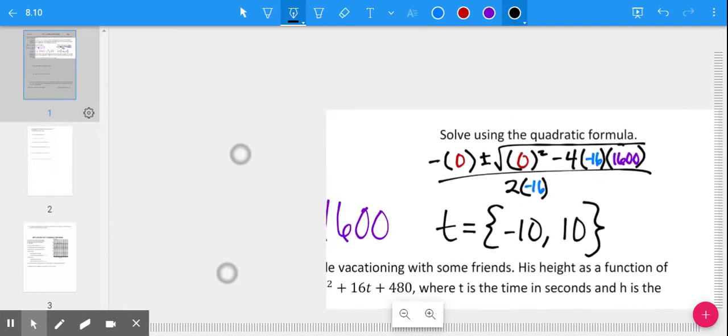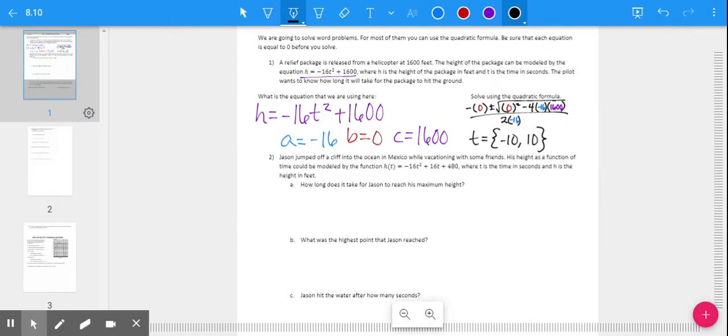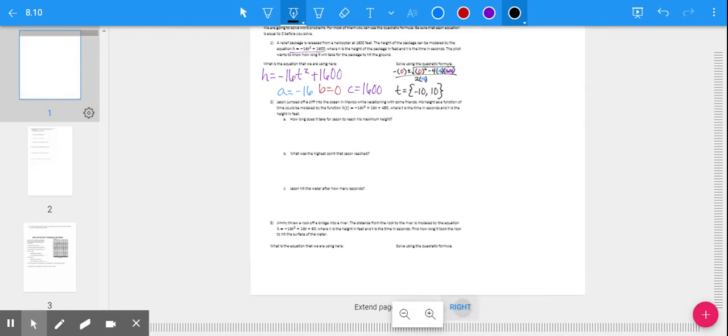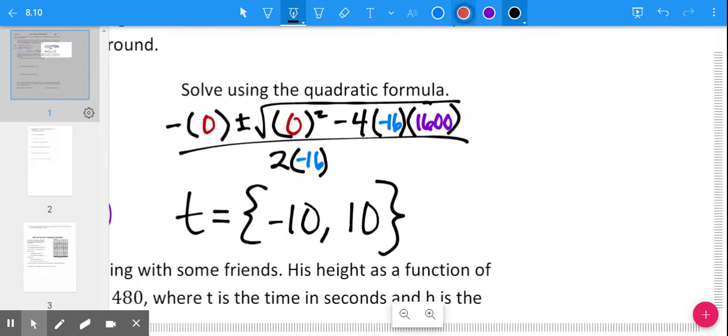So looking back at the situation, the pilot wants to know how long it'll take for the package to hit the ground. Well, nothing can happen in negative 10 seconds. It's not going to hit the ground before it's ever thrown from the helicopter. So the negative 10 doesn't make sense in the context of the situation. But the positive 10 does.